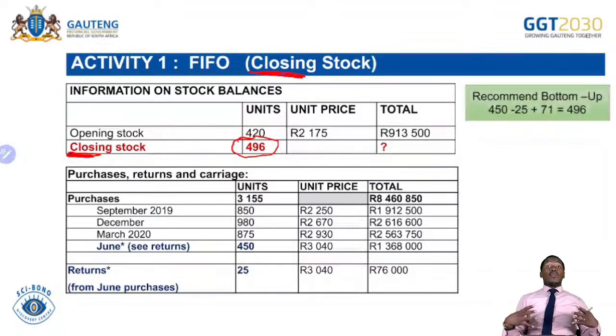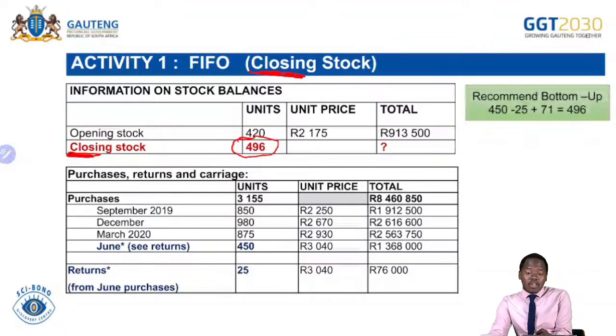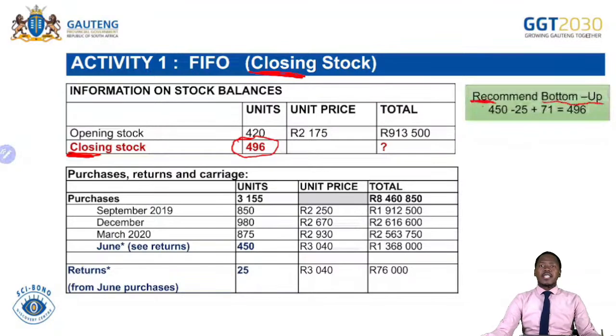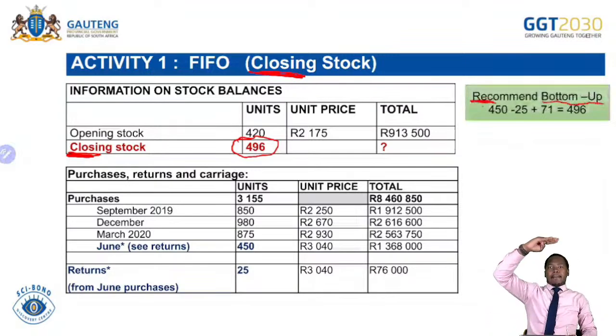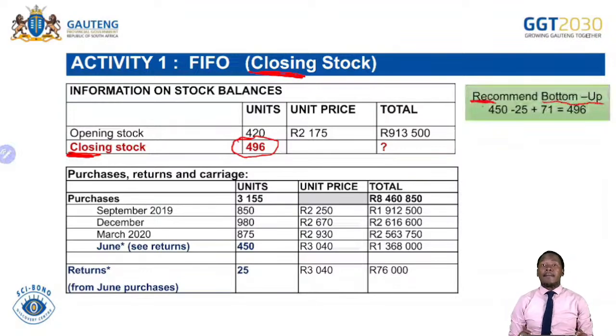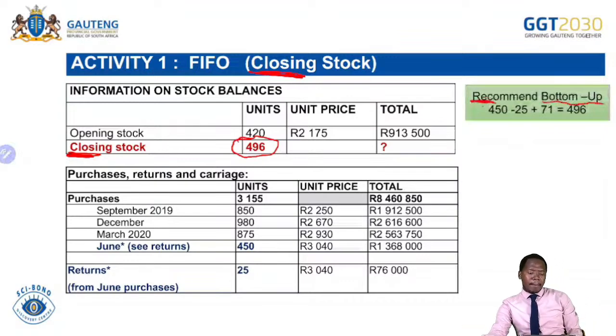Now, grade 12s, for us to do FIFO, there are many ways of doing it, but we strongly recommend that we use the bottom-up method. Hope you see that, colleagues, on our top right, the bottom-up method. What do I mean by the bottom-up method? It means that I'm starting from the bottom, I am going up. Bottom, go up. That is how I am calculating my closing stock value using the FIFO method. This should apply only on our FIFO for now. Right, I'm using my bottom-up method, grade 12s.